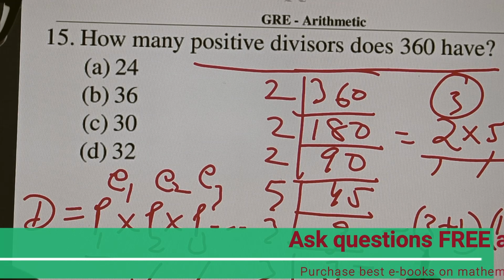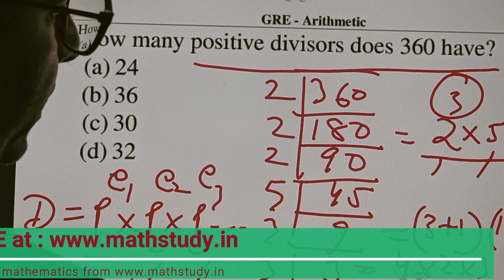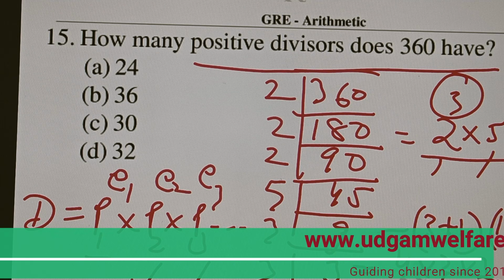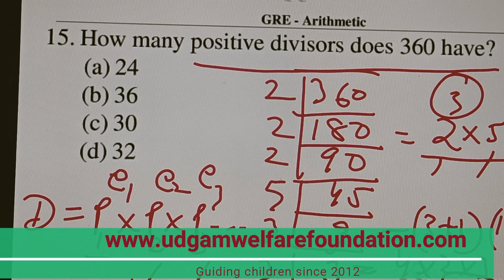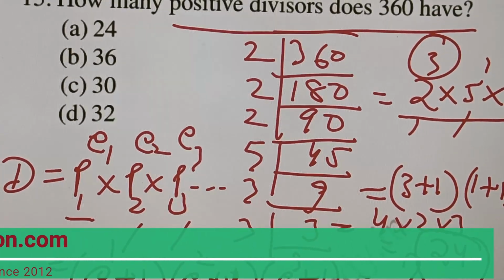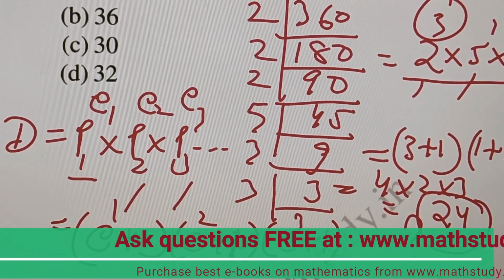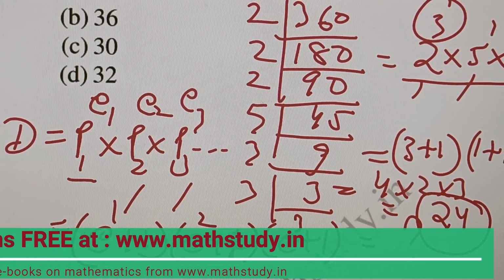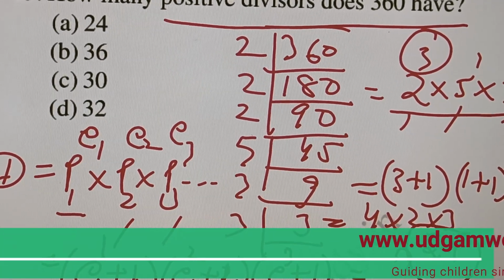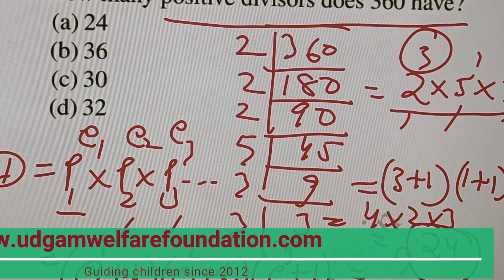So it will give you 3 plus 1 is 4, 4 into 2 into 3, which is 24 here. So we can say the number of positive divisors of 360 is 24. So this is basically the divisor formula, which states (e1 plus 1) into (e2 plus 1) into (e3 plus 1), where these are the exponents, or you can say the powers, of our prime factors. So I hope this concept is clear now. Let's move towards our next question.